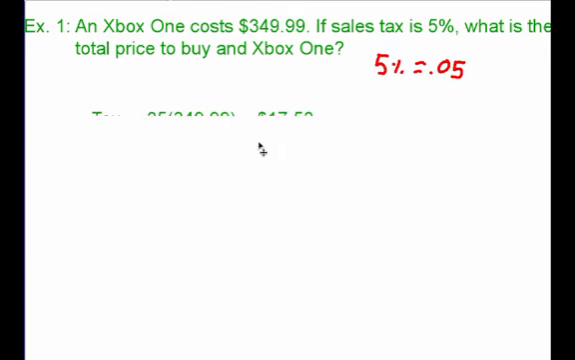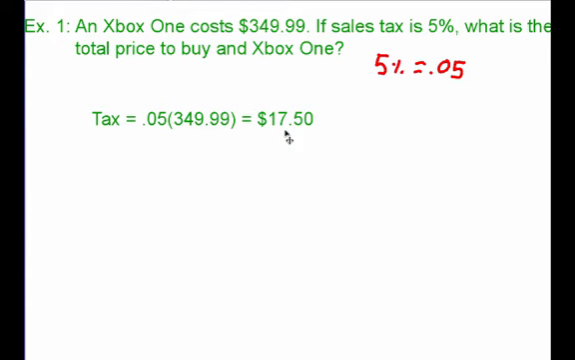So the way we do that, we've got to first find our tax. To do that, we take our percent as a decimal, 0.05. We multiply it by our original price, $349.99, and we get $17.50. Now this wasn't exact. I rounded up to $17.50. It was like $17.499, but $17.50 is what the tax is.